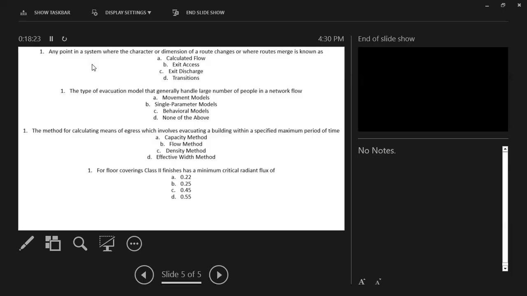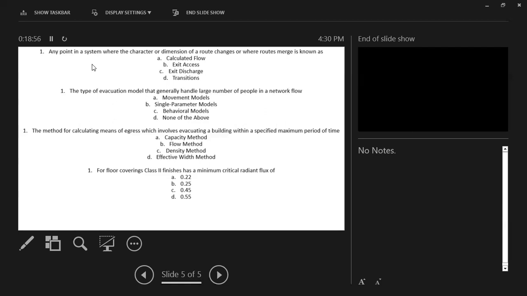The type of evacuation model that generally handles a large number of people in a network flow. Which one? We discussed three models: capacity model, movement model and behavior model. So for a large number of people, we defined that as the movement model, right? It was the movement model. Okay.